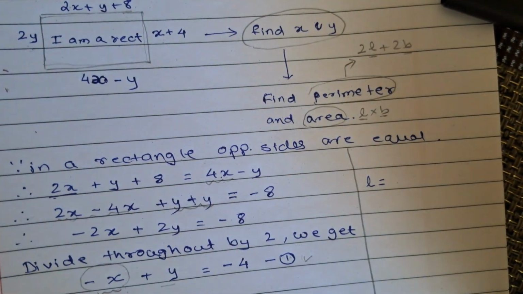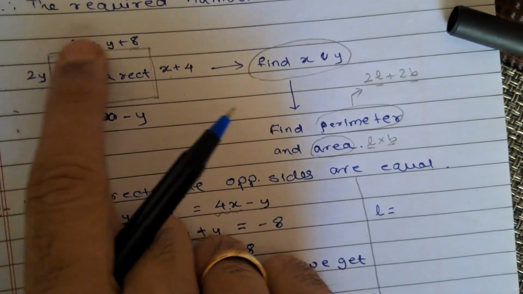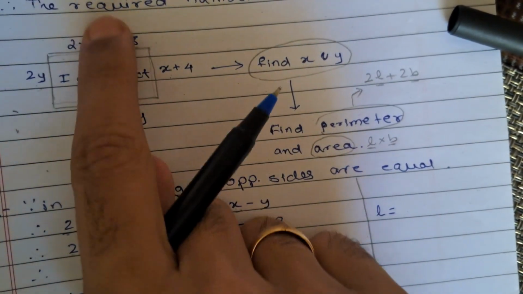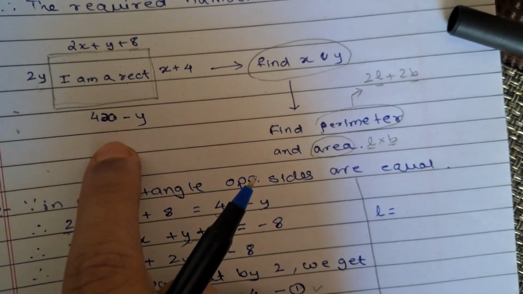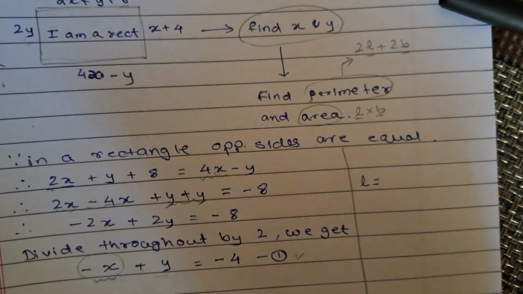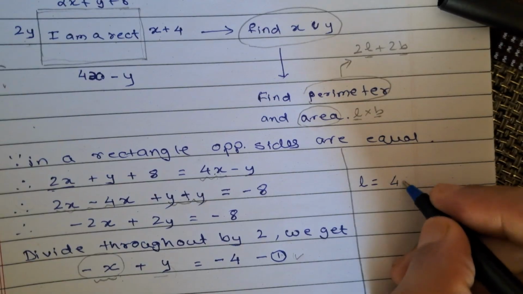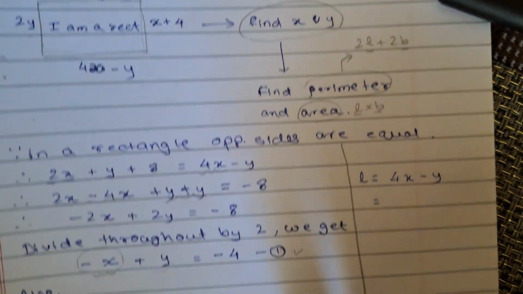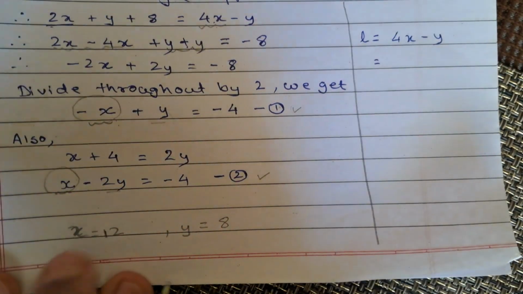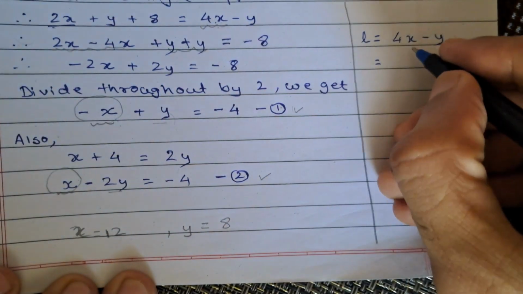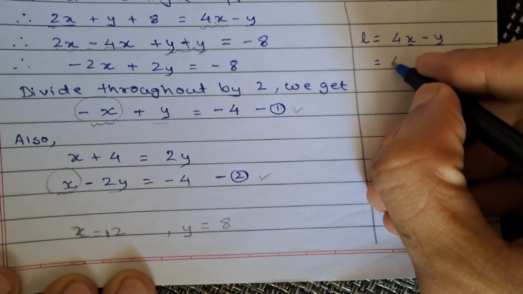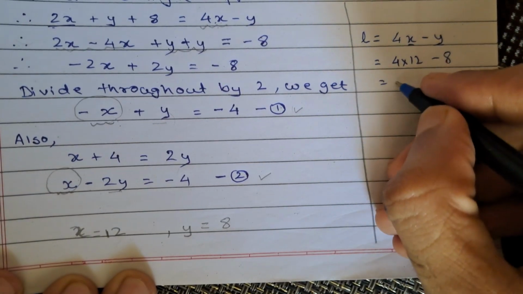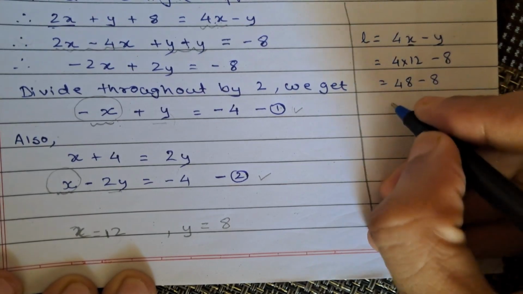Now L means what? L is nothing else but length. If you see here, you have two options for length. This is also a length and this is also a length. We can choose any one of them. I will suggest choosing this because it is a smaller one, so it will be easy for us to calculate. So I will say length is 4x minus y. And now I will just recall the values of x and y which I identified after solving the equations. So 12 and 8. I will just simply put 12 and 8 over here. So it will give me something like 4 times 12 minus 8. So it is 48 minus 8. So it is nothing else but 40.